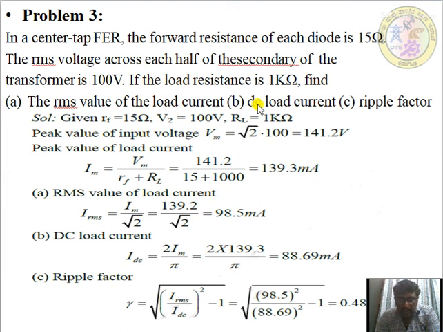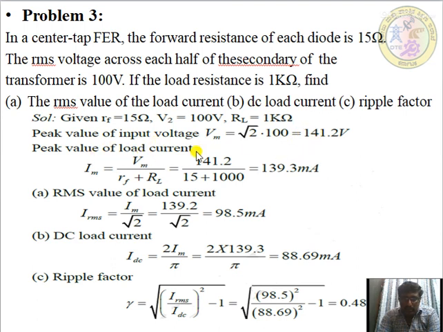So what are the given values? RF, the forward resistance, is 15 ohm, and V2, the secondary transformer voltage, is 100 volts, and the load resistance RL is 1 kilo ohm. Now the peak value of the input voltage Vm is root 2 into V2, a formula we already know. Putting the V2 value of 100 volts, we get 141.2.